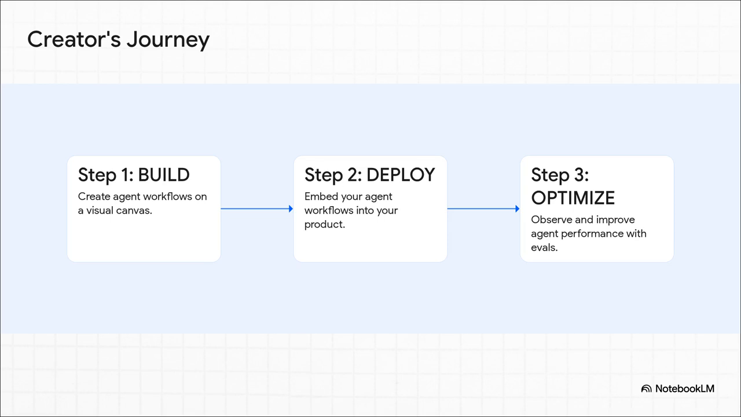AgentKit breaks the whole process down into a really clear three-step journey. First, you build the agent's logic, its workflow. Then you deploy it, get it out there so real users can actually interact with it. And finally, you optimize its performance, making it safer and smarter over time. So let's walk through each of these pillars.